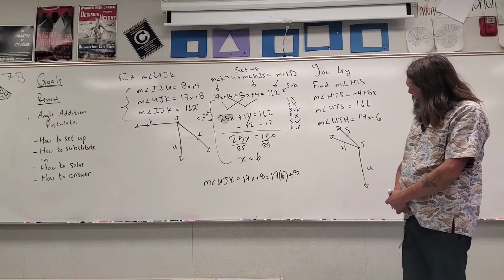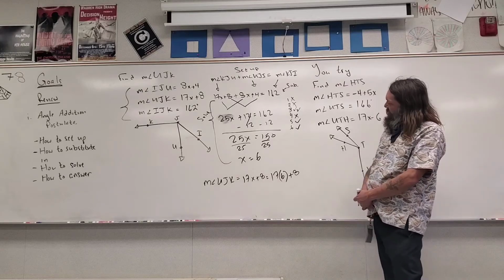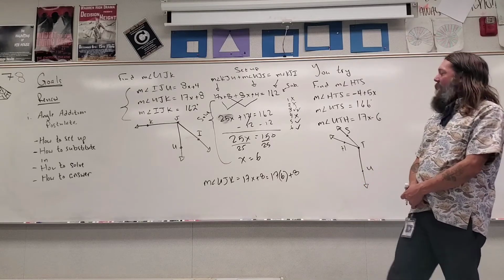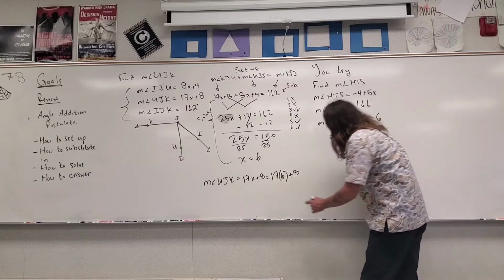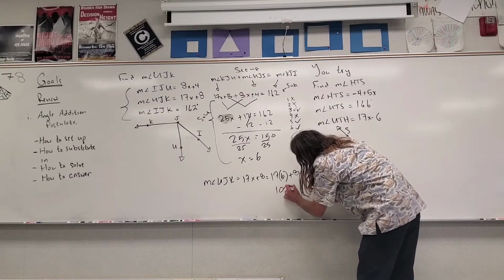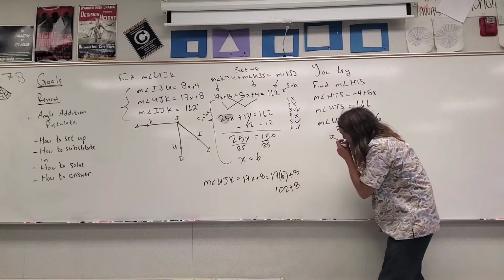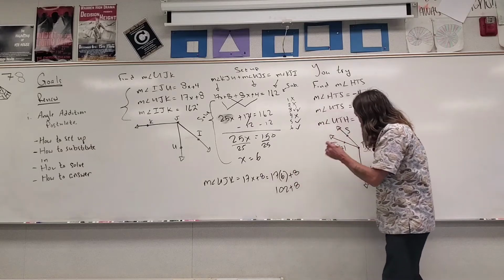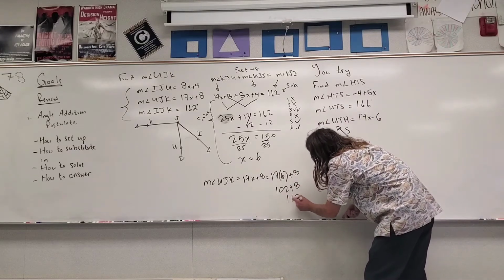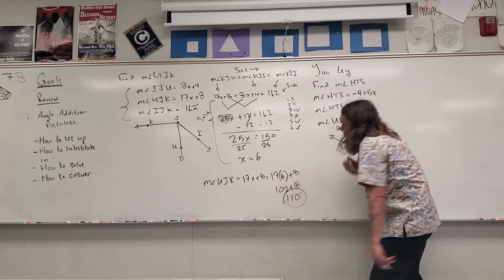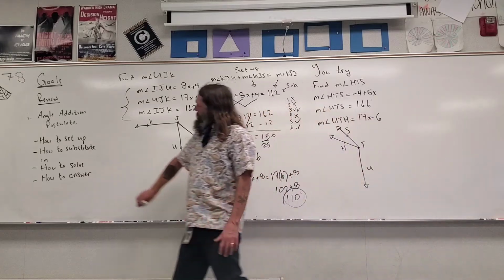So 17 times 6 is the same as 10 plus 7 times 6. 10 times 6 is 60. 7 times 6 is 42. So this becomes 102 plus 8. And then that means that the measure of angle UJK is equal to 110 degrees. That is the answer that we're looking for.